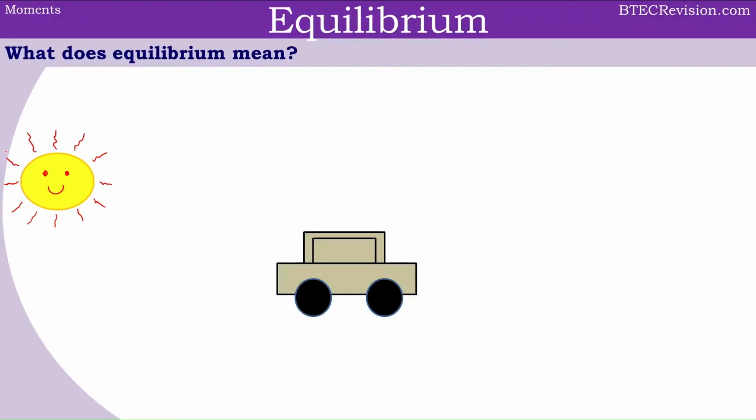Let's start by looking at what equilibrium means. When a body is in equilibrium, it means two things. Firstly, the forces acting on it are balanced. Let's have a look at the forces acting on this car. Firstly, we look at the weight, which is pulling the car down. And then we have a reaction force, also known as a normal force, and that's pushing the car back up.